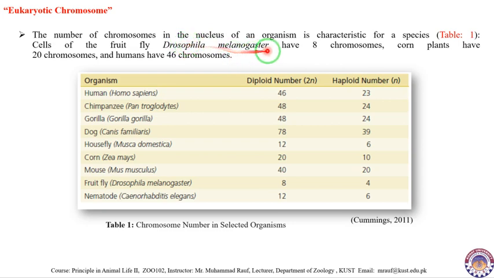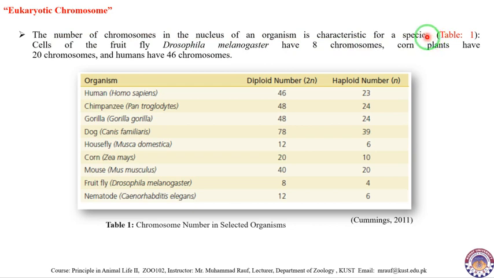Similarly, Drosophila melanogaster has 8 chromosomes. Corn plants have 20 chromosomes, and their gametes have half the number of chromosomes as their somatic cells. Now, the important thing to note here is that the number of chromosomes in the nucleus of an organism is characteristic of a species.